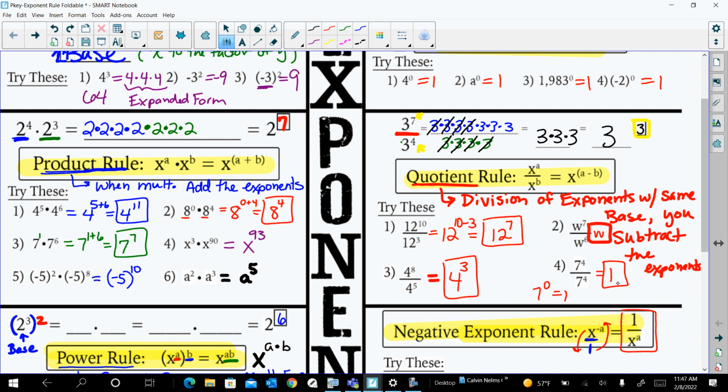Or you could have done this. Do you see how the base and the exponent are both the same? You could cancel them. If I cancel, you're left with 1. Okay, so either way will work.